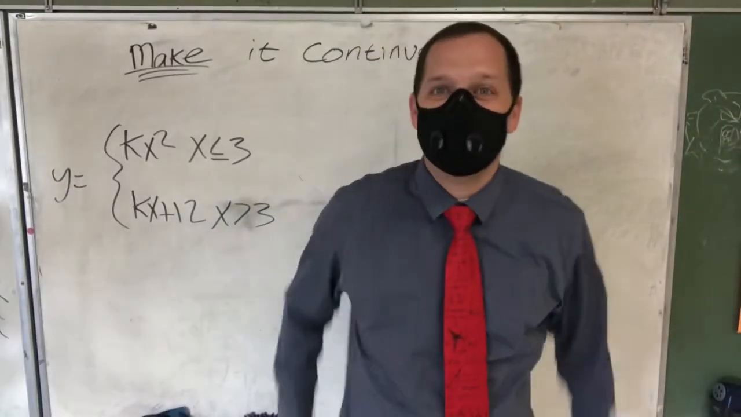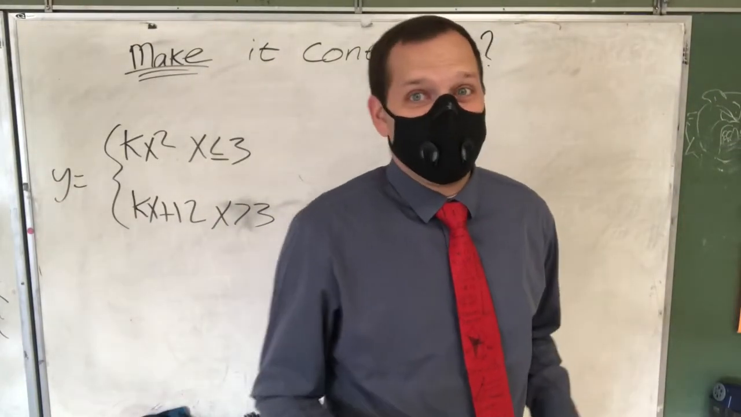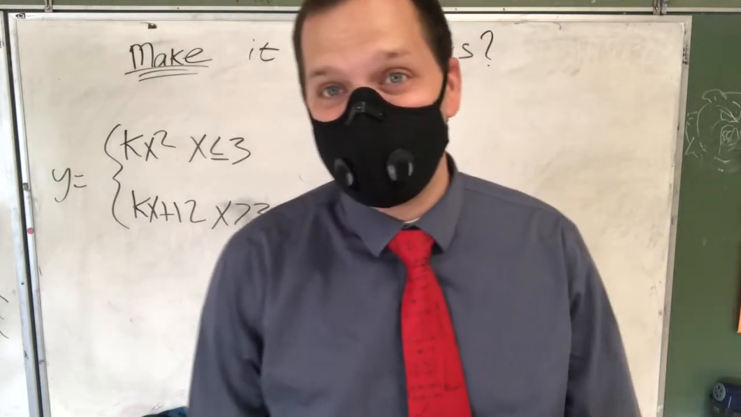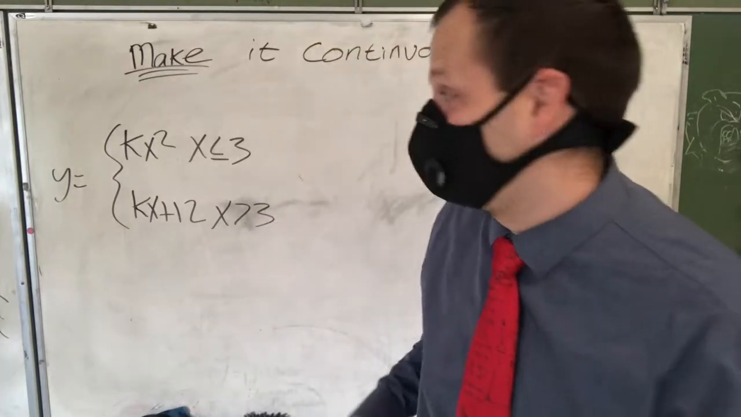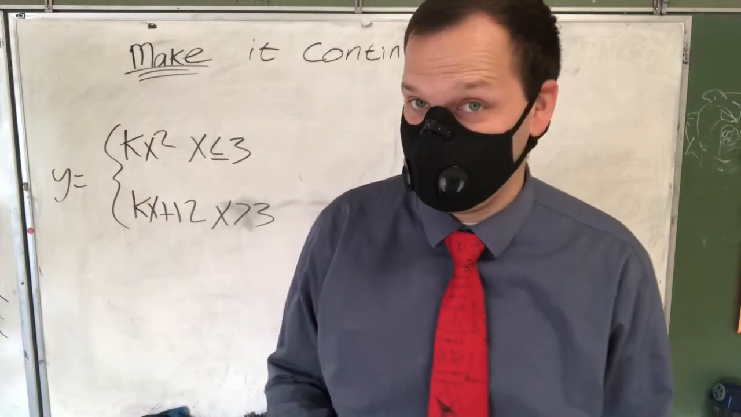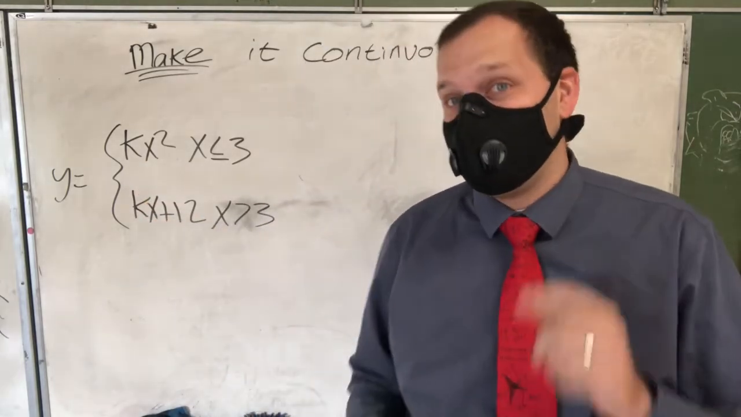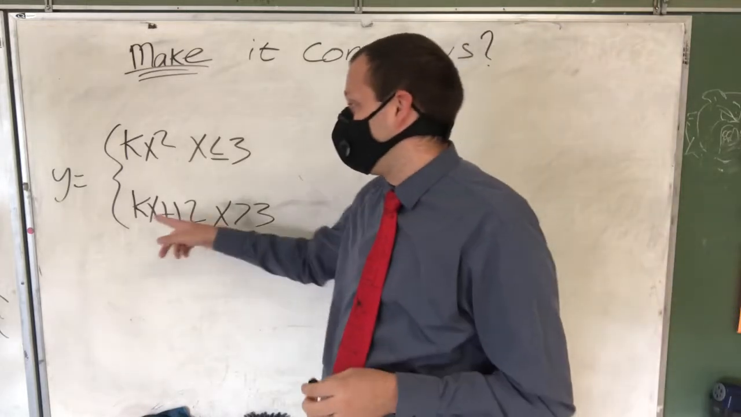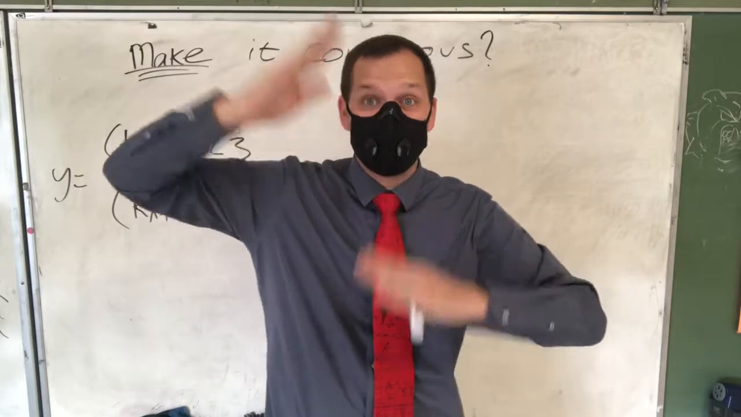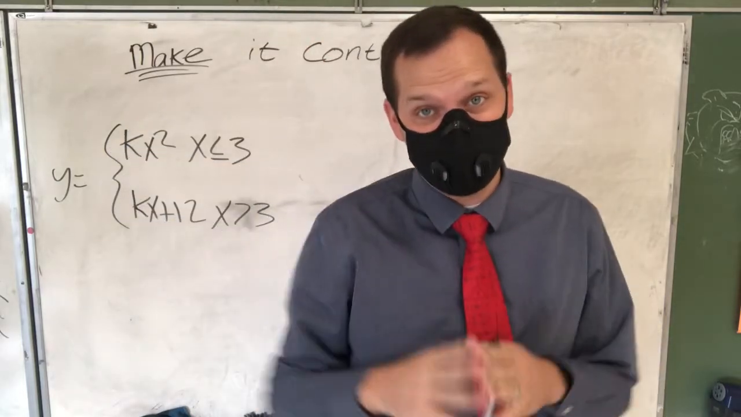Hey guys, so right now we're going to go over, instead of wondering if it is going to be continuous, we're going to make two equations continuous. So in this case, if we look here, k does not have a set variable. We get to decide what k is. In fact, we need to decide what k is so that when x is 3, they touch. We want to make this a continuous function.